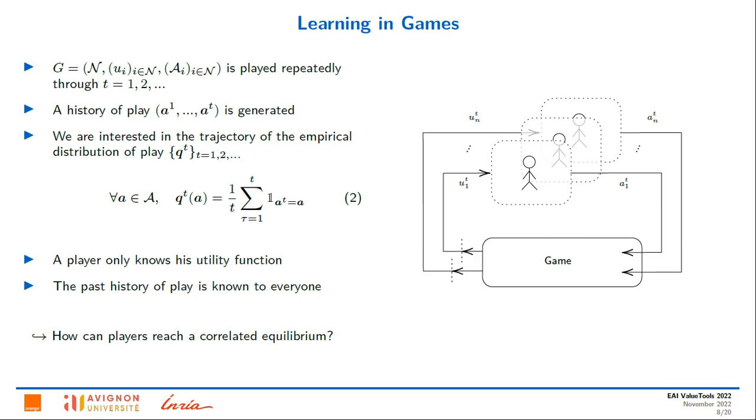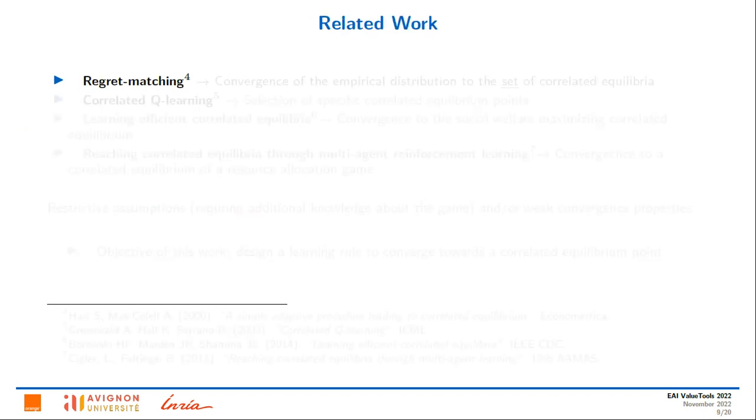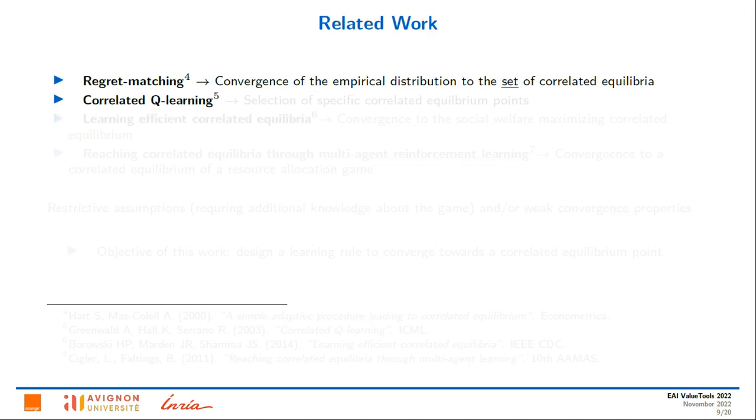Now, this question of how we can achieve this is not new. We're not the first ones to try to answer this question. There exist several methods in the literature. The most well-known algorithm is called regret matching, which guarantees the convergence of the empirical distribution to the set of correlated equilibria. The second algorithm is a method based on reinforcement learning, which proposes a feature to select a correlated equilibrium that satisfies certain conditions, but this requires each player to know not only his utility function and the actions of the others, but also the utility of the other players.